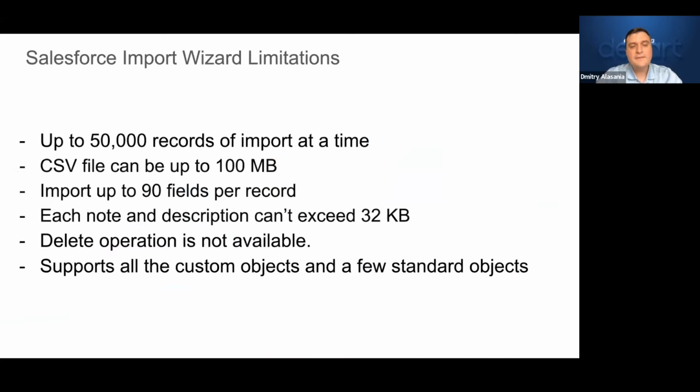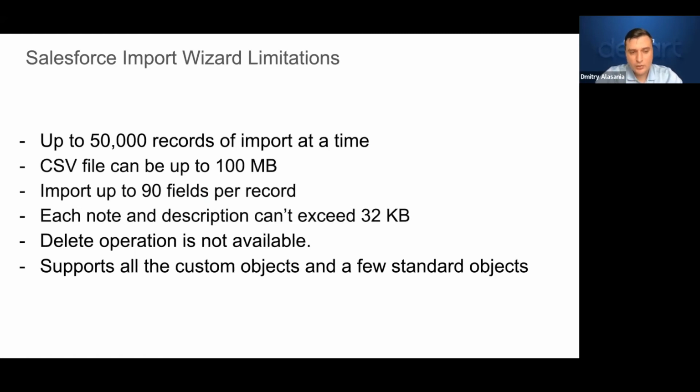However, there are a few significant drawbacks, I would say. So the import wizard has a limitation of up to 50,000 records of import at a time. This is a showstopper for most data import cases, but it will work for sure for simple minor integration tasks. Your import file can be up to 100 megabytes, but each record in your file can't exceed 400 kilobytes, which is about just 4,000 records.